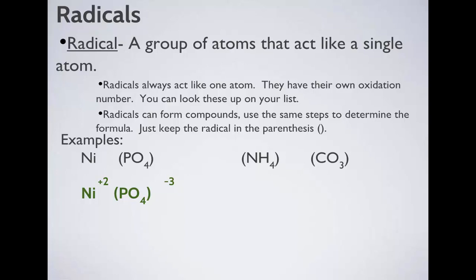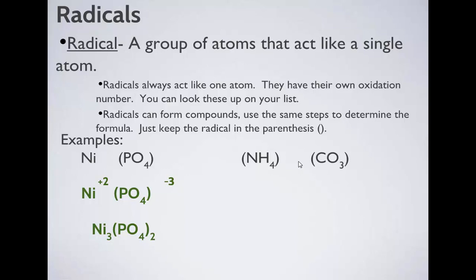It's -3. And then we do the same steps. We do that crisscross. The 3 comes down to go with the nickel. The 2 comes down after the phosphate. We keep the phosphate in its parentheses, and that's our compound, nickel phosphate. This 2 goes with everything that's in the parentheses, so it goes with all of that. So you're doing the same thing, just you're keeping the number in parentheses.